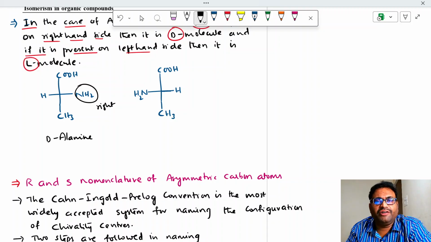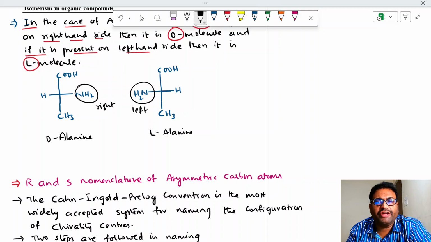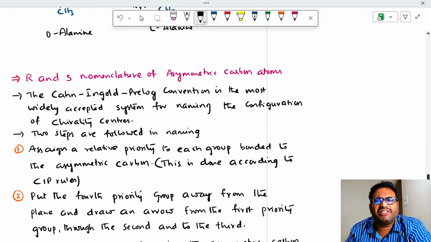If you want to differentiate between D-alanine and L-alanine, you can differentiate in this way. Okay. Where is NH2 in this molecule? NH2 is on the left side. So I can write it as L-alanine. So that is D and L nomenclature, very simple one.